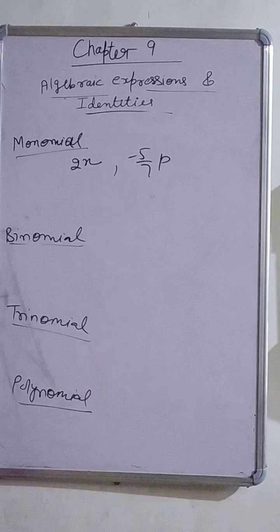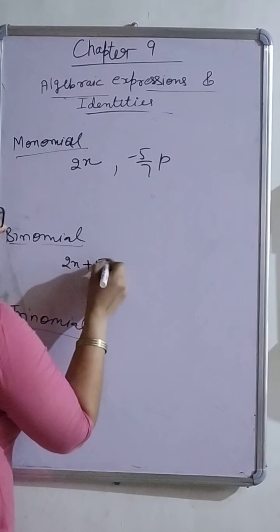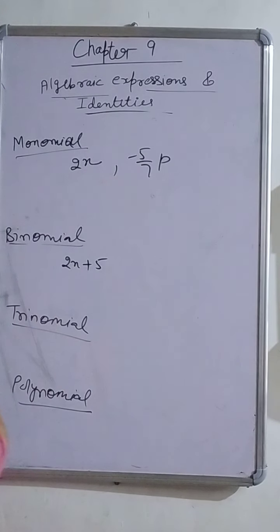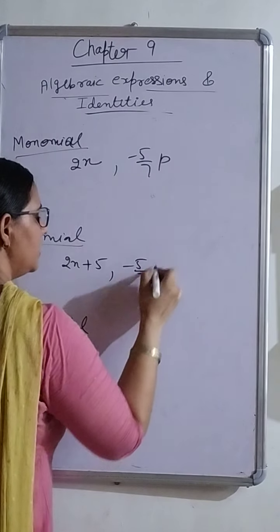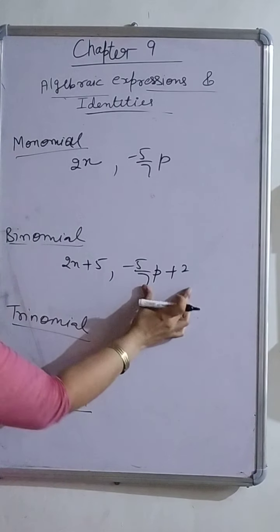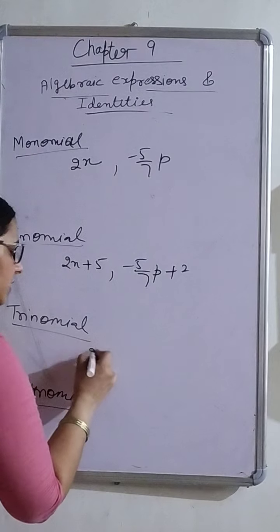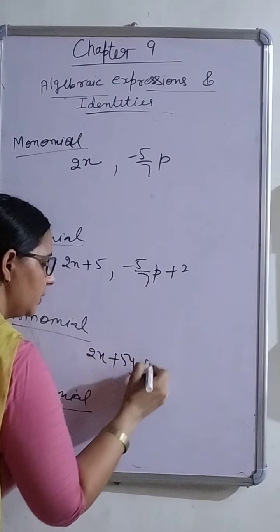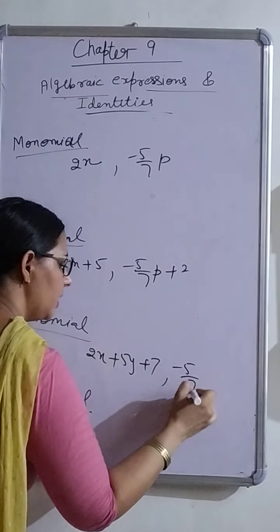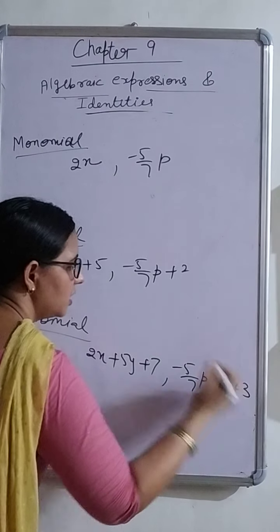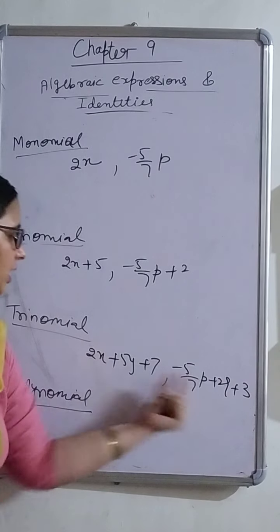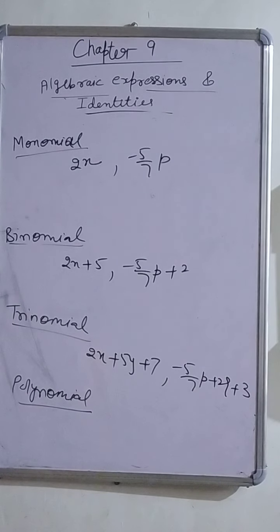Next is binomial. Bi means 2. So an expression having two terms, like 2x plus 5. There are two terms, so this is a binomial. Minus 5 by 7t plus 2. Two terms, so this is a binomial. Next is trinomial. Tri means 3. So an expression with 3 terms. 2x plus 5y plus 7, minus 5 by 7p plus 2q plus 3. In each expression there are 3 terms, so these are trinomials.